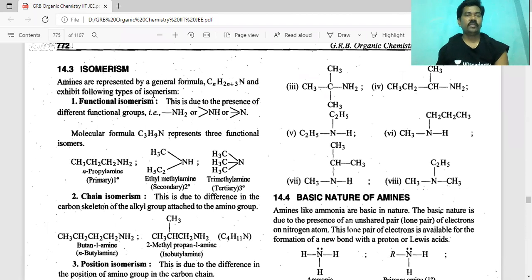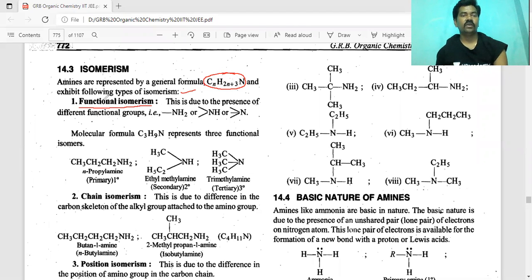So amines are represented by the general molecular formula. What is the general molecular formula for amines? CnH2n+3N. This is the general molecular formula for amines. You should remember this molecular formula and exhibit the following types of isomerism. So the very first isomerism is what?